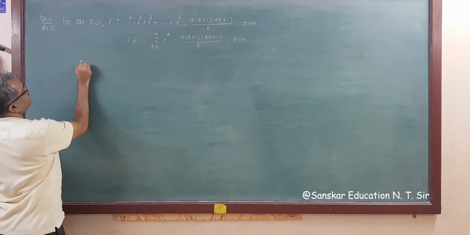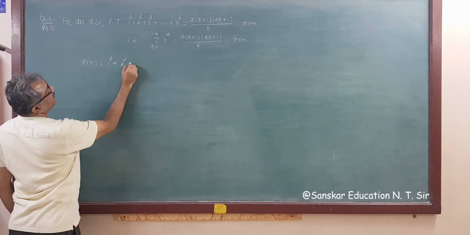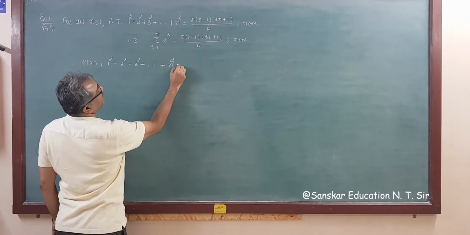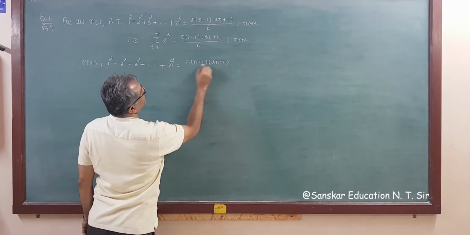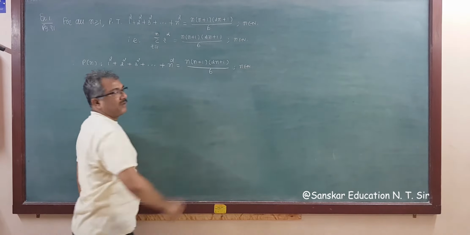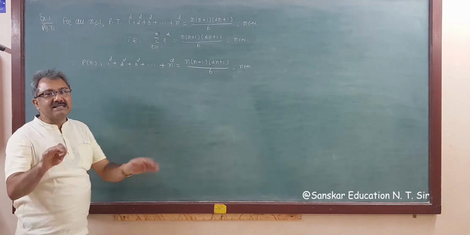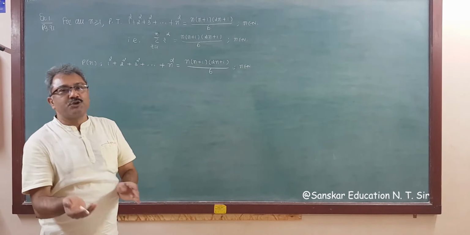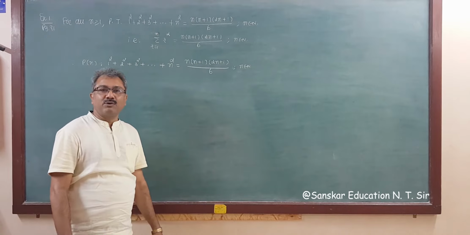So we are writing this as Pn. So Pn is given here: 1 square plus 2 square plus 3 square plus dash plus n square is equal to n times (n plus 1) times (2n plus 1) by 6, where n belongs to capital N, right? As we discussed in the last lecture, we have to prove this is true for n is equal to 1, then assuming that it is true for n is equal to k, we prove that it's true for n is equal to k plus 1.